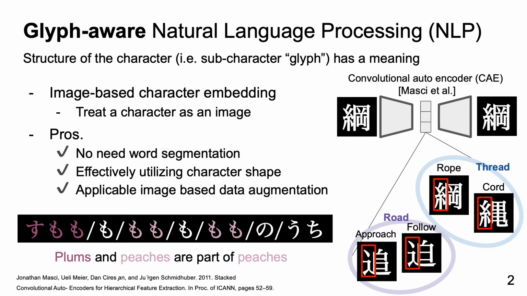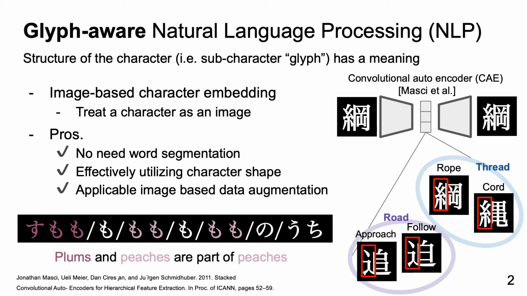First, we introduce Glyph-aware NLP. We define Glyph-aware NLP as an extension of image-based character embedding. Some Asian languages such as Japanese and Chinese use glyphs to give visual meaning to characters. Here we call glyph the shape of the characters; as illustrated, a subcharacter often indicates a common meaning. In this example, rope and cord have the same subcharacter meaning thread. We believe that proper handling of the subcharacter can improve the interpretability and performance of the NLP model.